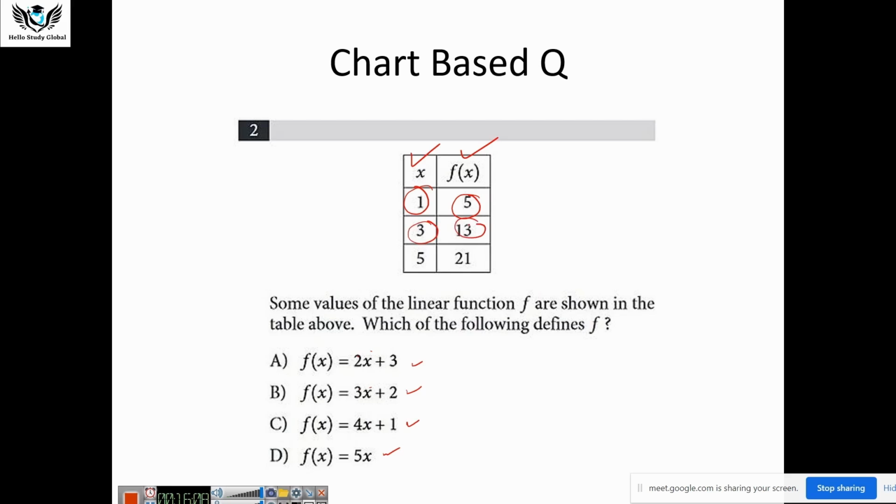At 3 it should be 13. 3 2s are 6 plus 3, 9. No, this is not giving the right answer. 3 3s are 9, plus 2, 11. This is also not giving the right answer. 3 4s are 12, plus 1, 13. This is giving the right answer. And 3 5s are 15. This is not giving the right answer. C is the correct answer.